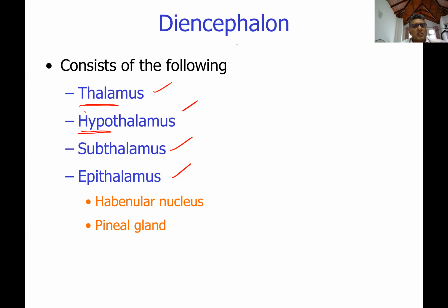We'll talk about the functions of these structures. Now, when it comes to the epithalamus, you get the pineal gland as part of it. The pineal gland is another important endocrine gland, which controls all the other endocrine glands, including the pituitary gland. Okay, there are different theories about the pineal gland.